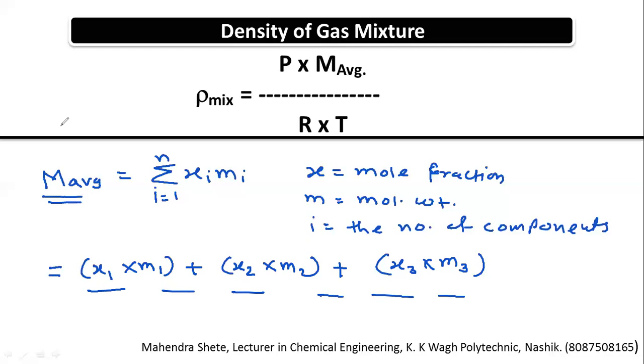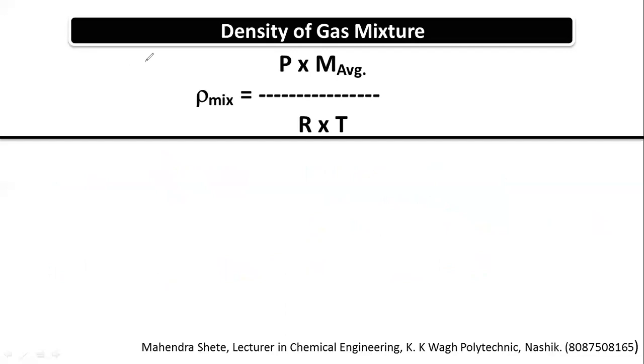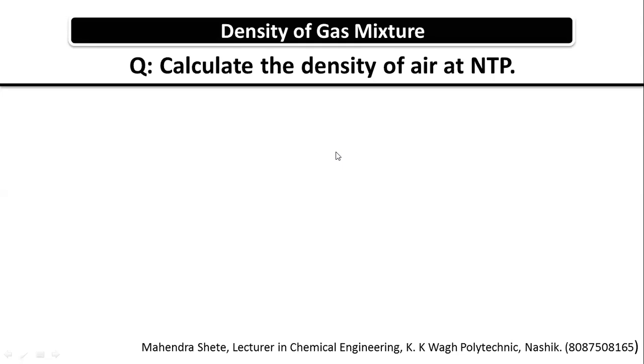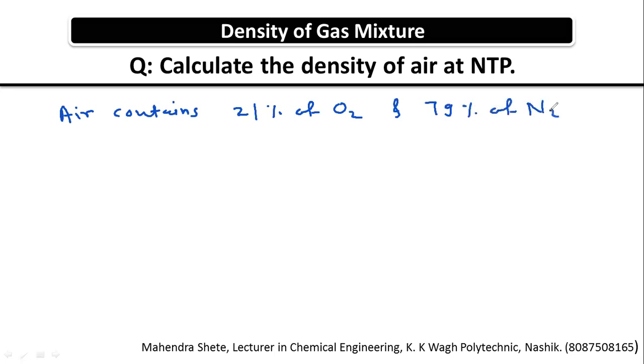So now we will see one example. Here an example is provided: calculate the density of air at NTP. Now we have to first consider that air contains 21% of O2, that is oxygen, and 79% of N2 for practical purpose or calculation purpose.